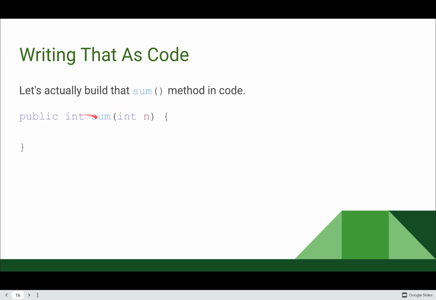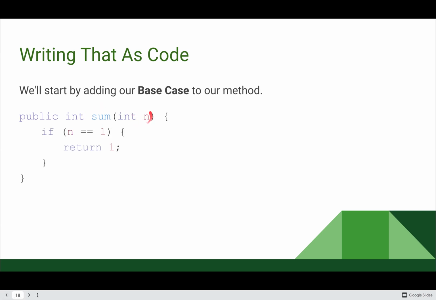So I've got my public int sum, and I'm getting an n as a parameter. So we're going to start by adding that base case to our method. The base case is how our recursion, how our looping essentially, is going to stop. So if our n is equal to 1, then we're going to return 1. The value for sum of 1 equals 1. So we're going to return that specific value because that's what it is. And then we're going to add our generic formula to find that sum.